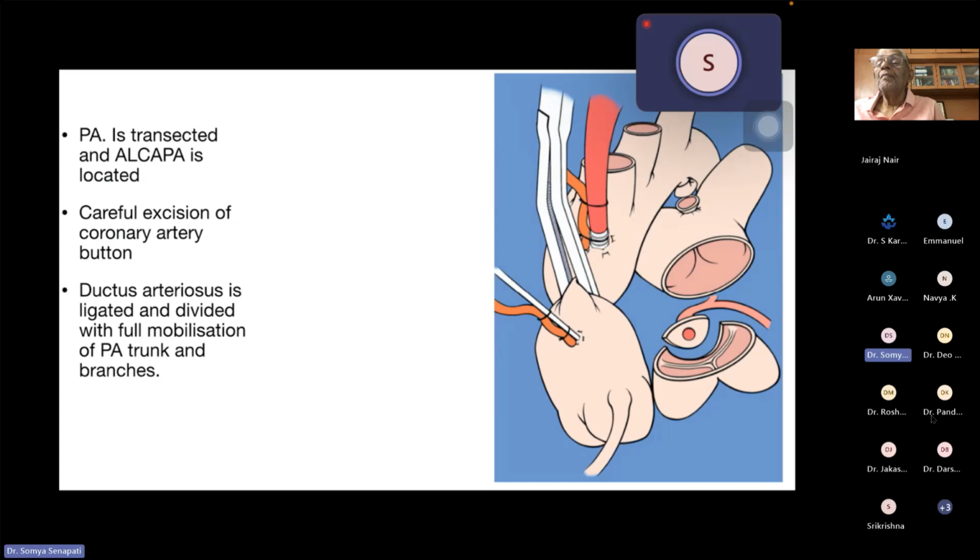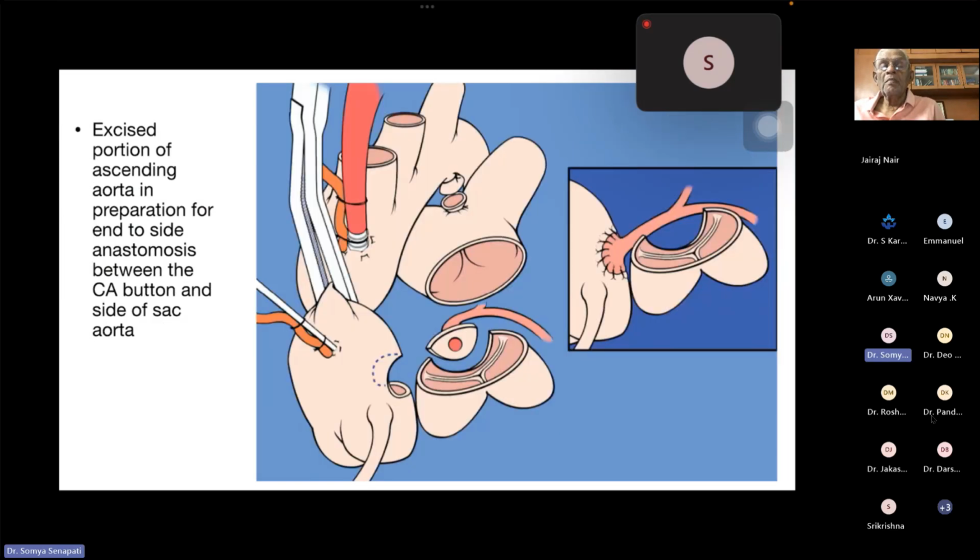The pulmonary artery is transected and the anomalous coronary is located. Careful excision of the coronary artery button is done. Before that, the ductus should be ligated and divided, which will help in fully mobilizing the pulmonary artery trunk and its branches. The ascending aorta is excised in preparation for end-to-side anastomosis between the coronary artery button and the side of the aortic sac.